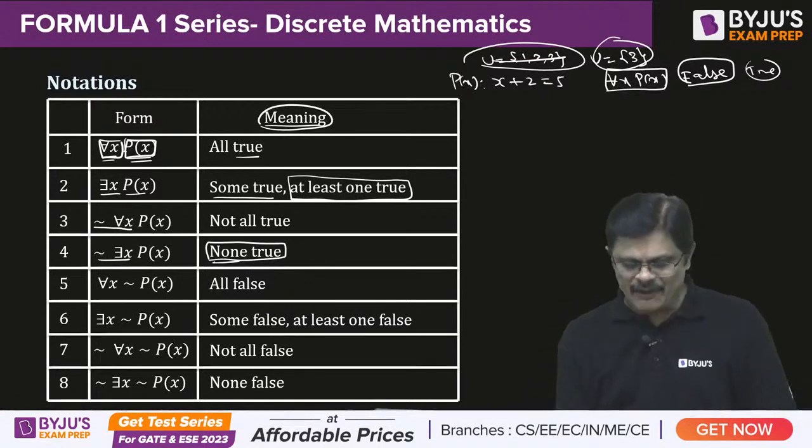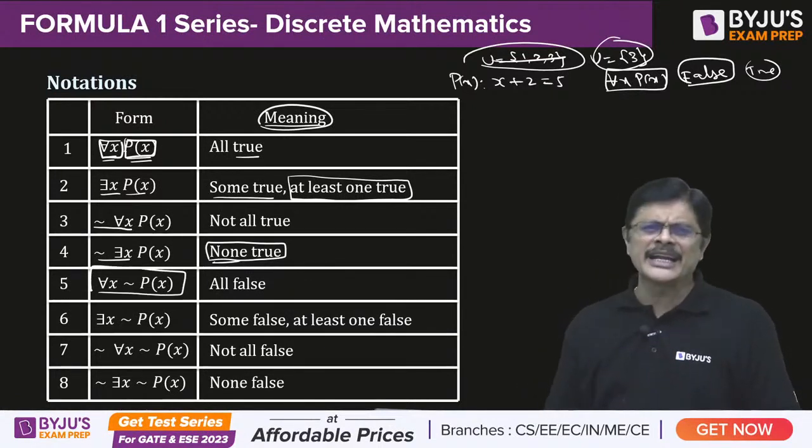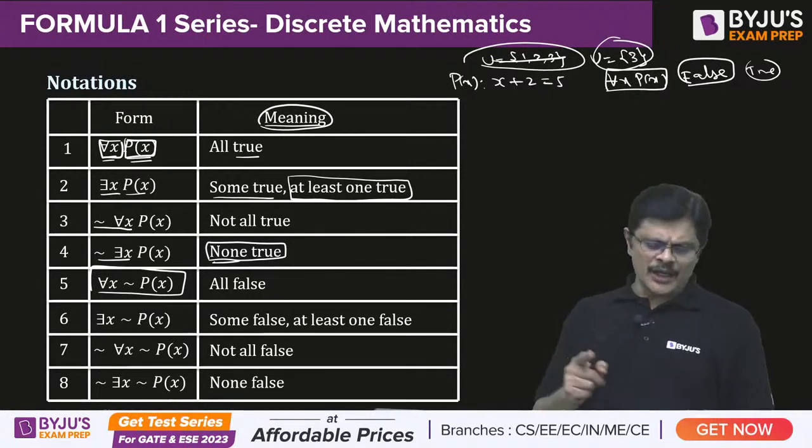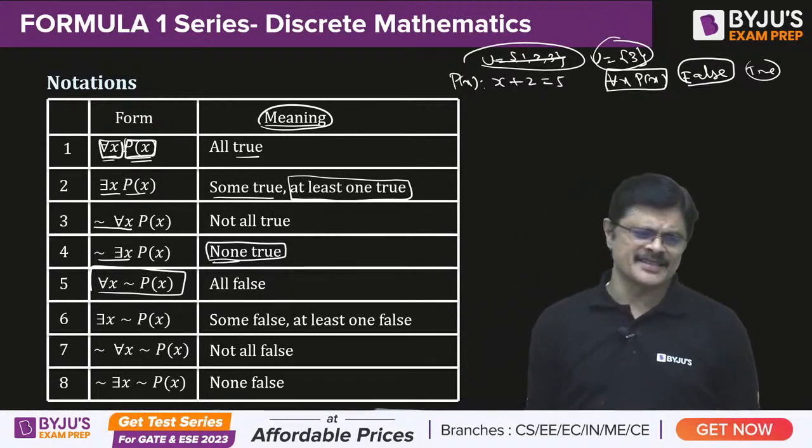Got it? Then what is it? Here what is happening? Are you negating the quantifier or a predicate? Are you negating the quantifier or predicate in this case?